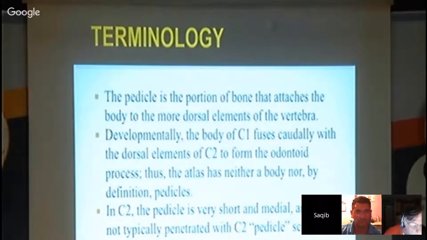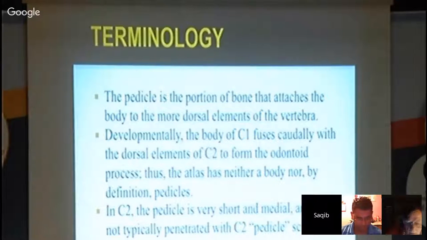Anyway, what is a pedicle? Pedicle is basically a bone that connects or attaches the body to the more dorsal elements. So it's a pillar between the body and the dorsal elements itself. Developmentally, we know the body of C1 fuses caudally with the dorsal elements of C2 to form the odontoid. So the atlas, that's why, has no body, nor by definition any pedicle. In C2, the pedicle is very short and medial, and it is not typically penetrated with a C2 pedicle screw. So it's typically not penetrated at all.